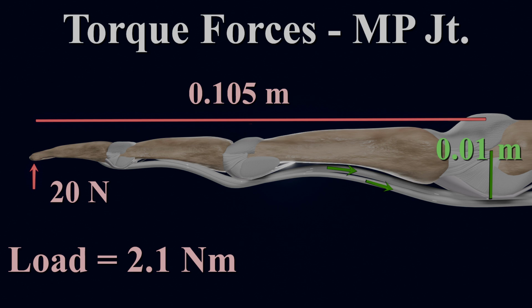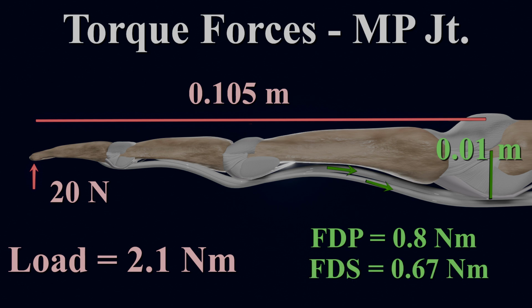At the MP joint, we run into the same problem. The load torque is 20 newtons times 0.105 meters, or 2.1 Newton meters. The profundus gives us 0.8 Newton meters torque at the metacarpal phalangeal joint, and the sublimis gives us another 0.67 Newton meters. This time we are approximately 0.6 Newton meters short. We need another 60 newtons of tension force. We get this from the interosseous muscles.